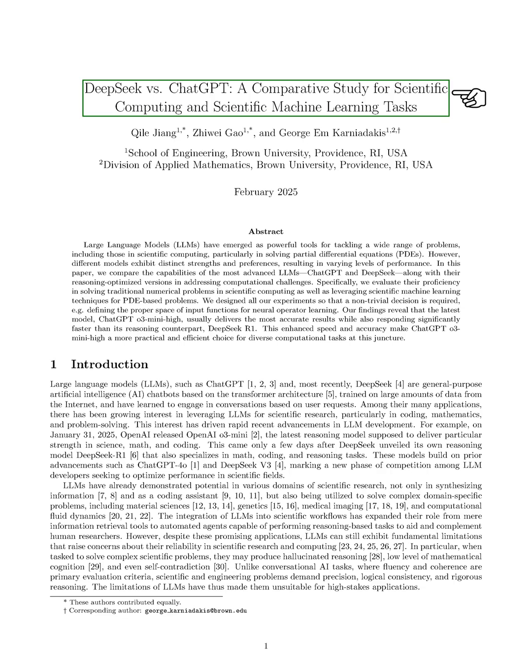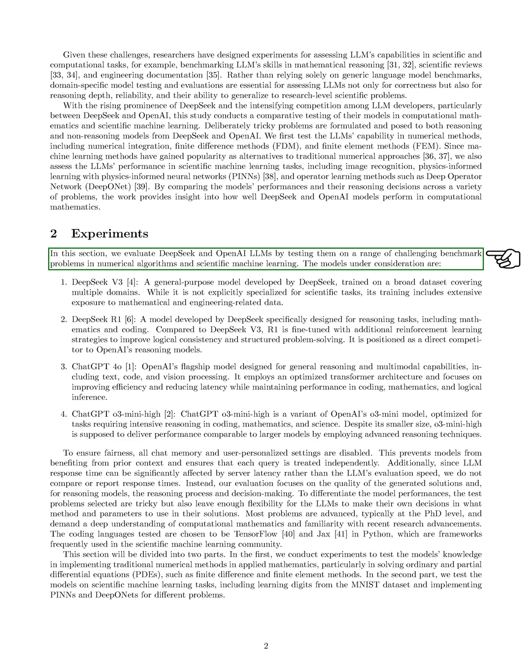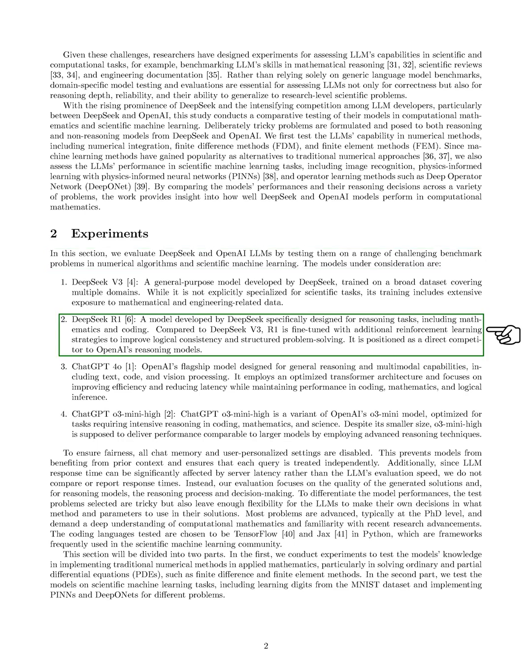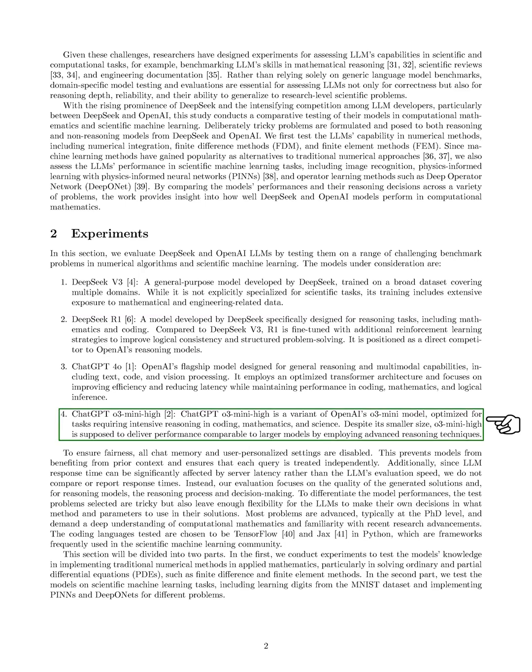Section: Introduction. In this section, we explore the capabilities of DeepSeek and OpenAI's large language models, LLMs, by testing them on a variety of challenging benchmark problems in numerical algorithms and scientific machine learning. The models we are examining include DeepSeek v3, a general-purpose model trained on a wide range of data, and DeepSeek R1, which is specifically designed for reasoning tasks in math and coding. We also consider ChatGPT 4o, OpenAI's leading model for general reasoning, and ChatGPT 3 Mini-High, a smaller variant optimized for intensive reasoning in science and math.